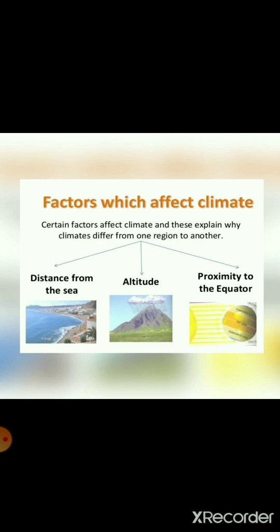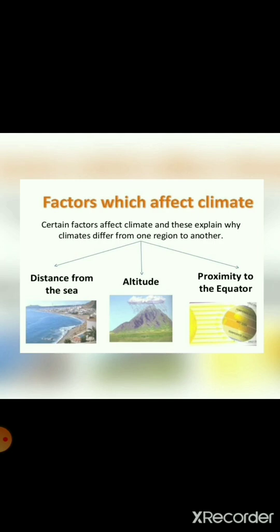Now, what or which factors affect the climate? What are those reasons which affect the climate? There are three major reasons. One is distance from the sea, altitude, and proximity to the equator. As you can see in the photograph also, when we are talking about altitude, it is showing a mountain. A mountain is what? Which is a high elevated area having a height from the ground level.